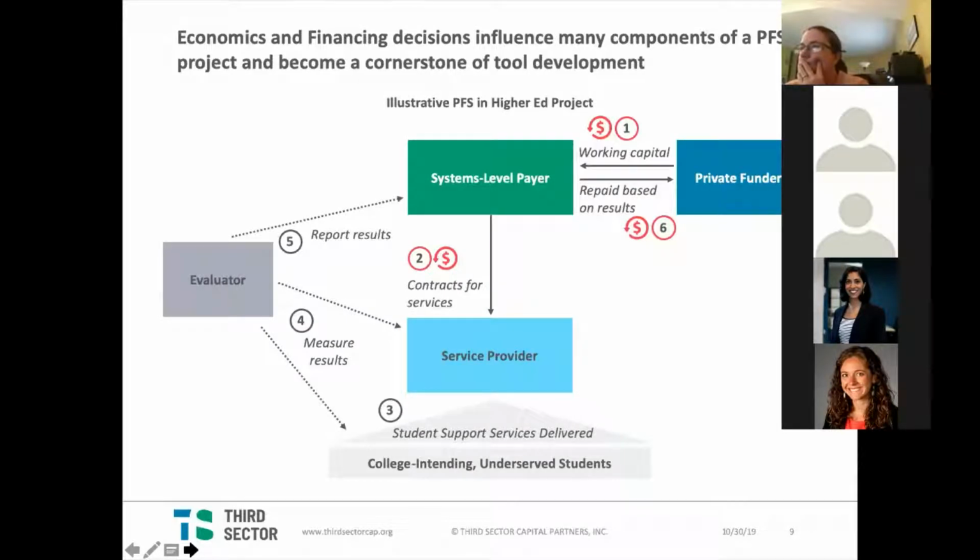Okay, so we've all seen this diagram on our Pay for Success 101 webinar, or if you're a state or system across the length of this project. But this is our illustrative Pay for Success in higher ed diagram. And state and system cohort sites have been considering how this reflects real life scenarios with their community's context. But for the sake of presenting today, we'll come back to this basic framework as a way to better understand how economics and financing decisions influence Pay for Success projects.